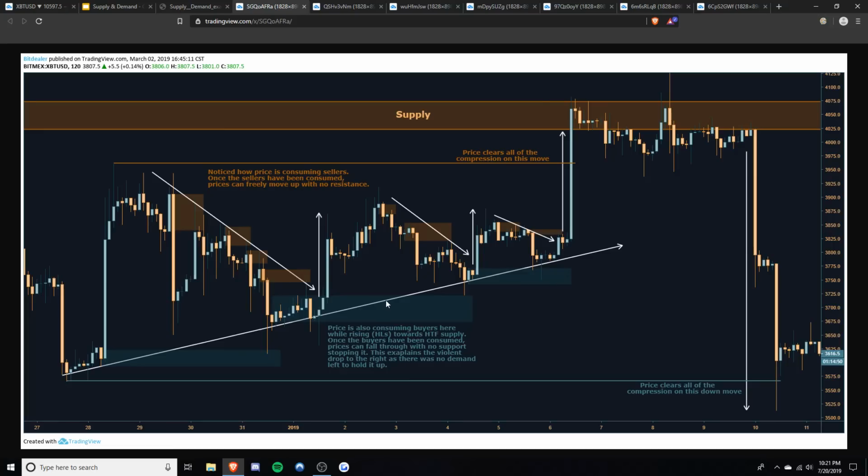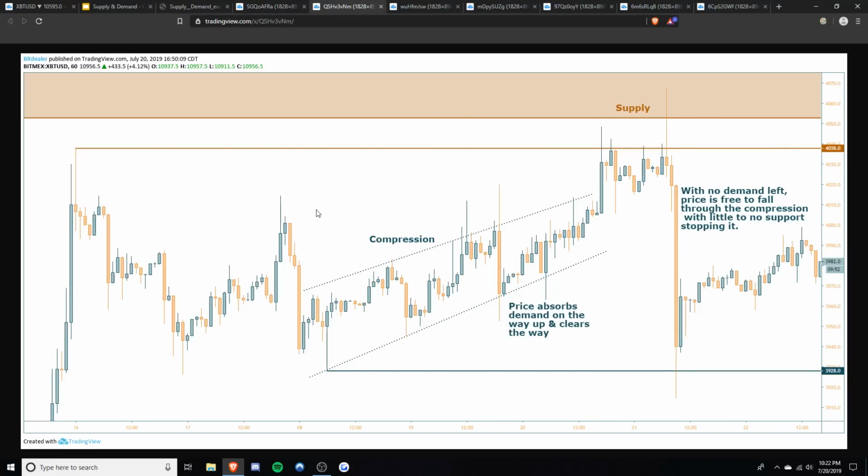So I hope that was alright, and I hope you can understand that, because compression and just absorption and knowing when all of the buyers or sellers or demand and supply is consumed at a zone is very useful, because in this example it's just perfect. You can see once supply was consumed, price is able to pump through it all. If you're trading low time frame, this could be very good for scalping, and once all this demand was consumed, price was able to just shoot past it. So let's go ahead and look at the next compression example.